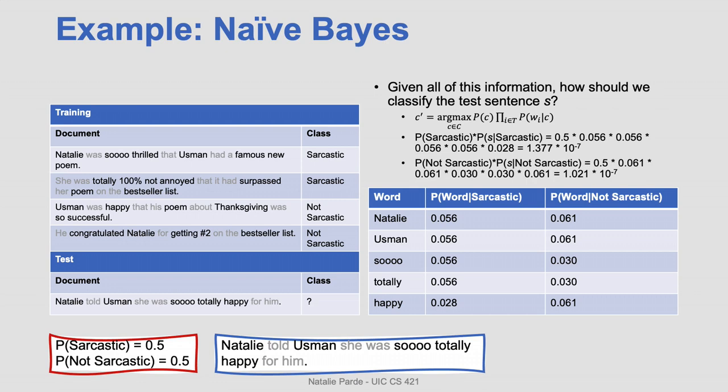Our probability for the not sarcastic class will end up being 0.5 times 0.061 times 0.061 times 0.030 times 0.030 times 0.061 for a product of 1.021 times 10 to the negative 7th power. So actually the class probabilities are very close to one another. However, the first probability is ever so slightly higher, so we'll end up assigning the label sarcastic to our test instance. So now we've seen how to train and test a naive Bayes classifier using bag of words features.